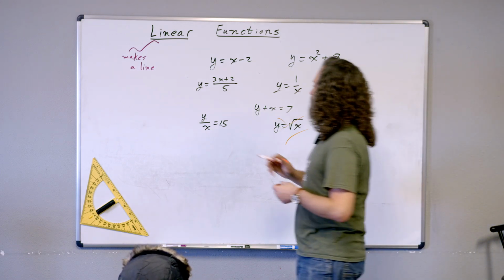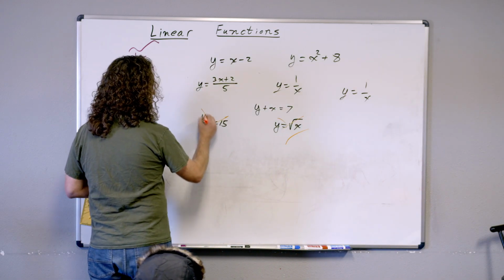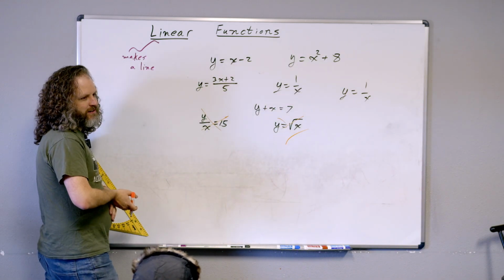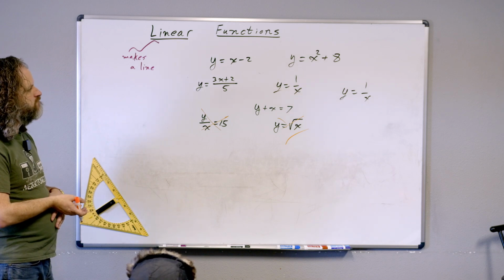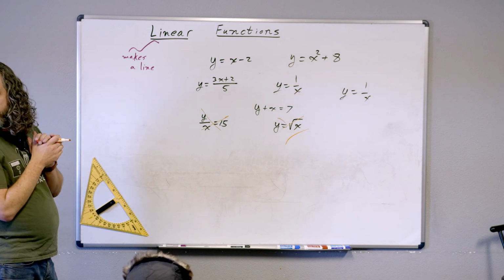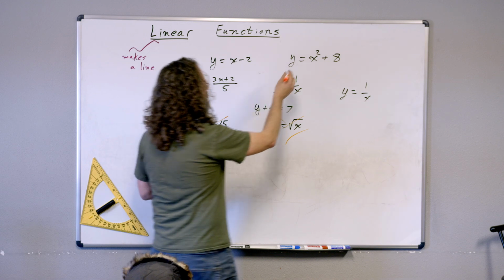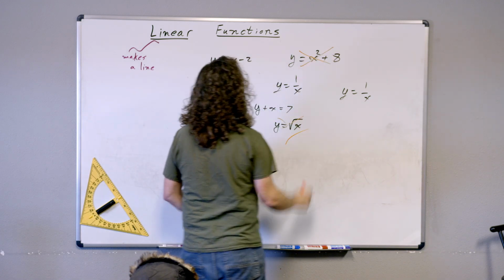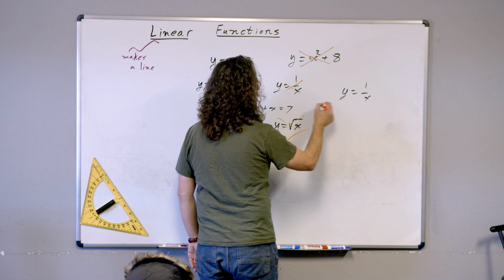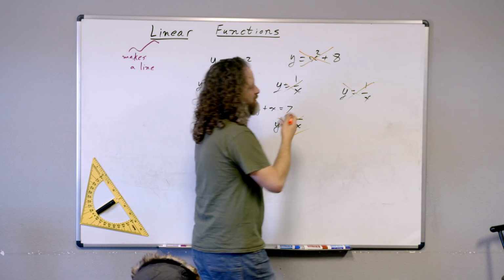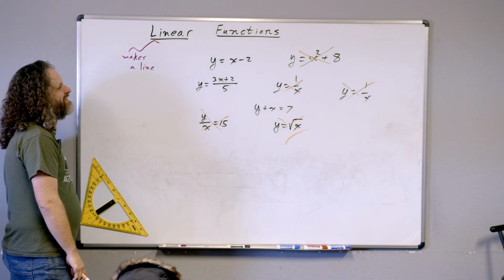Y equals something over x is not linear. That's true. That's not linear because x is in the denominator. Y equals x squared is not linear. Absolutely. Y equals 1 over x. That's not linear because we've got the x in the denominator. That's not linear because it's the same as that. So what about these two?